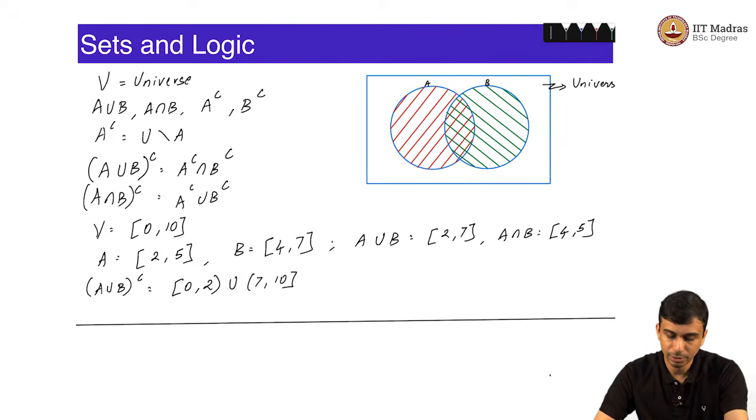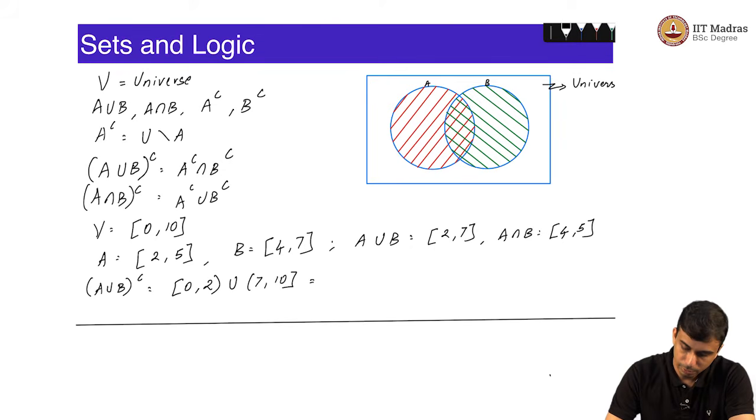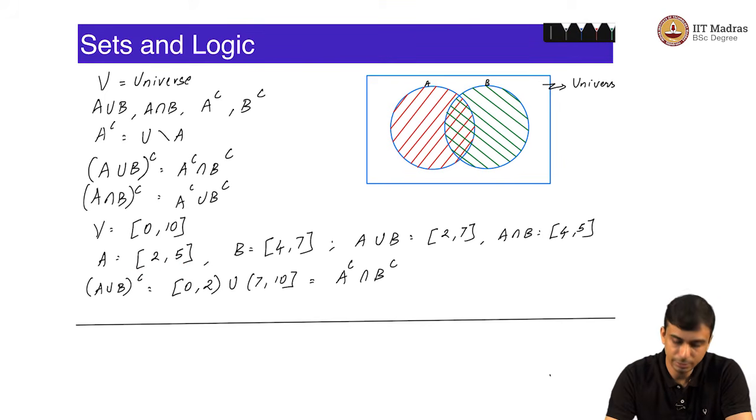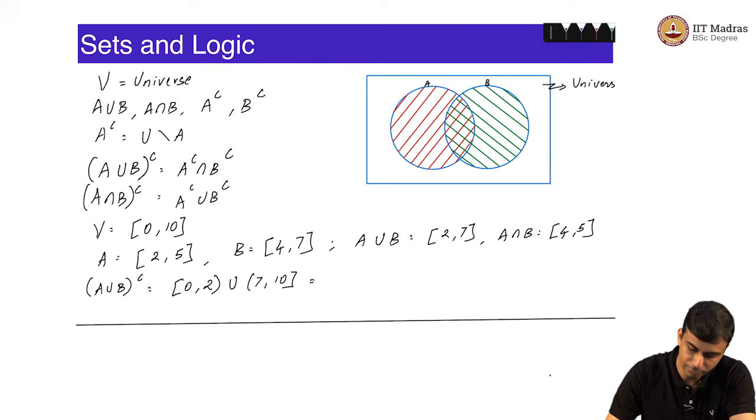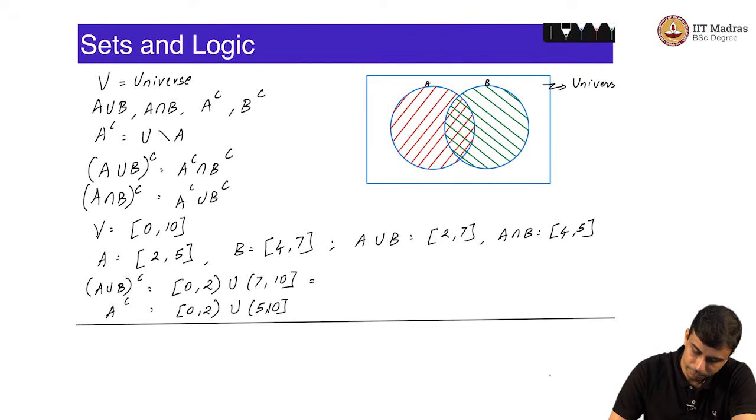This is clearly equal to A complement intersection B complement. Why is that? We will just verify that quickly. What is A complement? Well, A complement is the set 0, 2 union 5, 10, and B complement is simply the set 0, 4 union 7, 10.